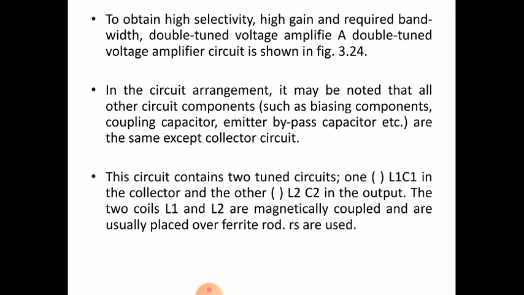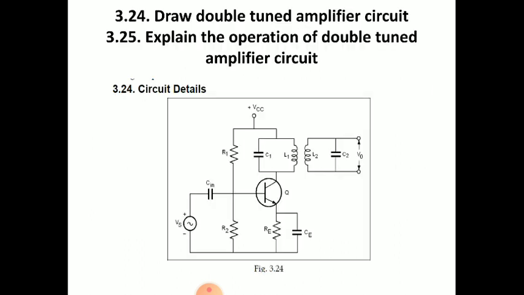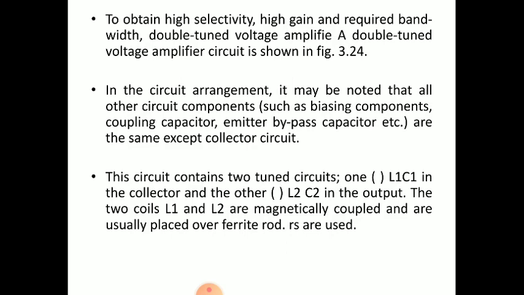Now this circuit consists of two tuned circuits, one L1 C1 in the collector and the other L2 C2 in the output. See the circuit, right? It is the same. In the collector, the circuit is connected to L1 C1 by replacing the load resistor RL, and L2 C2 is connected across the output.